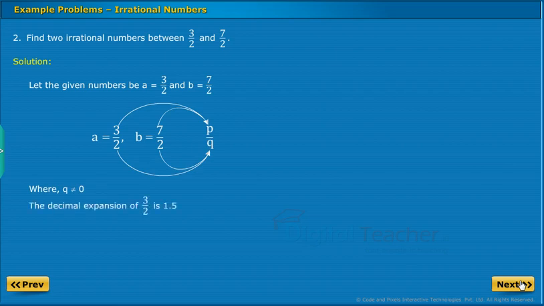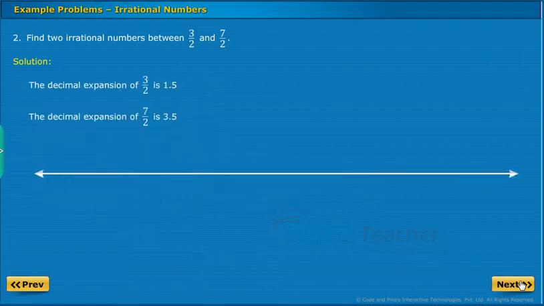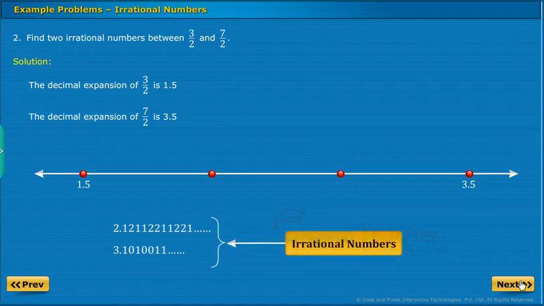The decimal expansion of 3/2 is 1.5. And similarly, the decimal expansion of 7/2 is 3.5. Now, represent the two decimal numbers on a number line. The irrational numbers between these two numbers should lie in between 1.5 and 3.5. So, let us consider some numbers like 2, 3. By adding some non-terminating, non-recurring decimal to these numbers, we get two irrational numbers.